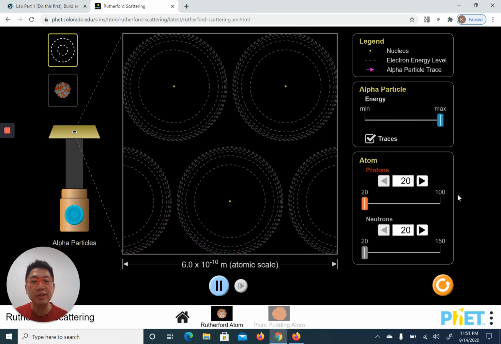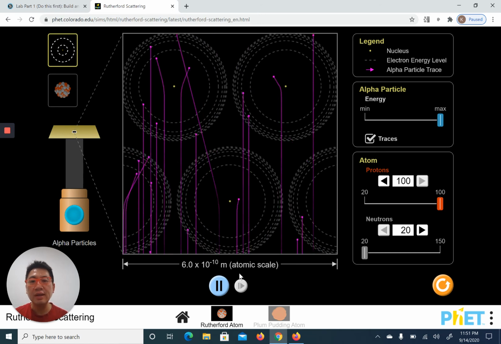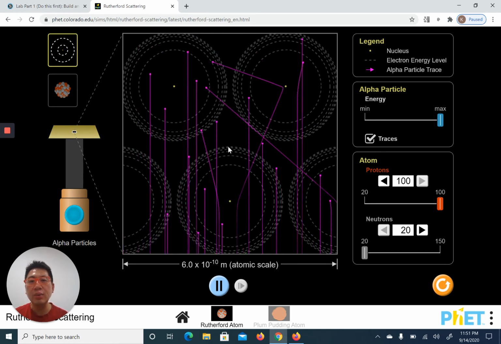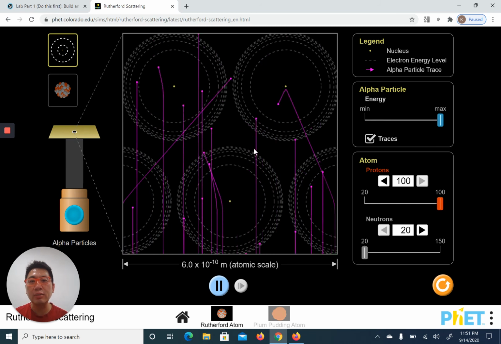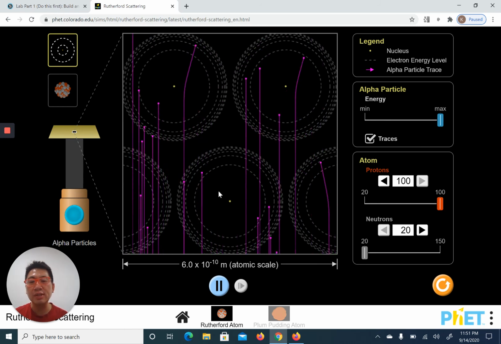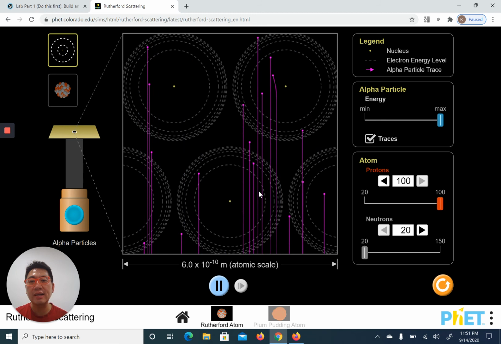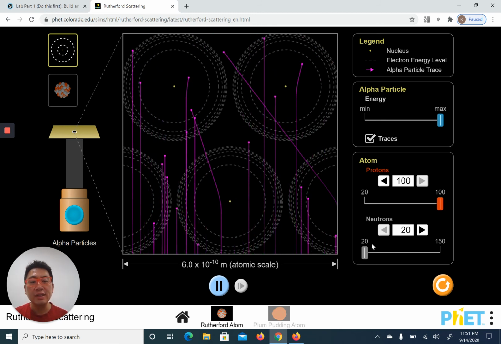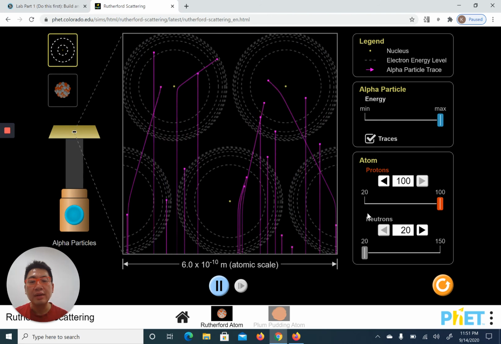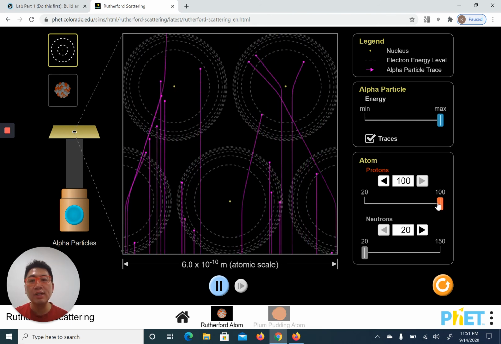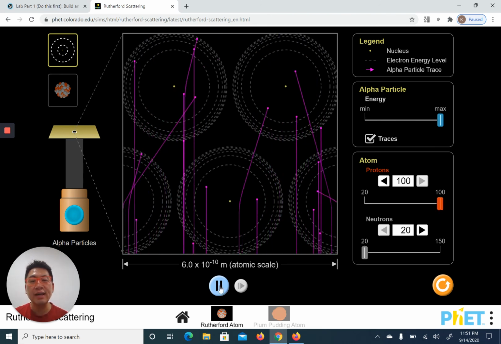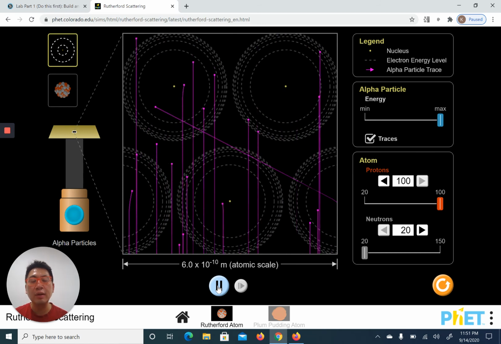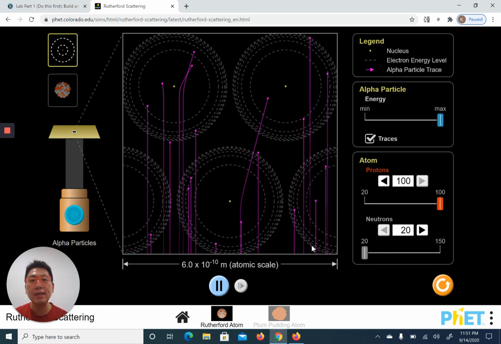Okay, well, let's just do that. Let's just change it to 100. And you can probably see a lot more of these are being deflected than before. You see some of these are even bouncing straight back. So as I increase the number of protons, I see that the number of alpha particles scattering back increases.